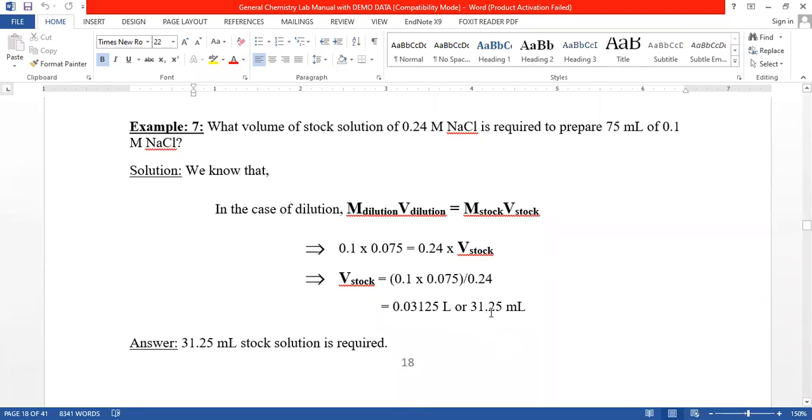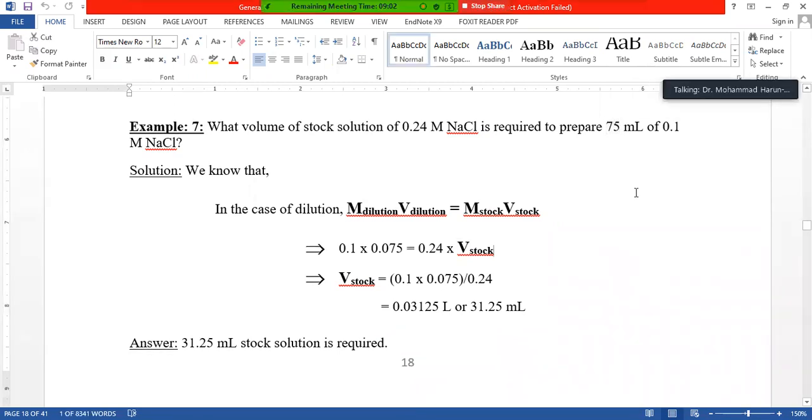31.25 milliliter. Now if we take the 31.25 milliliter of stock solution, and make it 75 milliliter by adding the water, that means the solvent, then the concentration will be decreased from 0.24 to 0.1. So this is the dilution calculation.